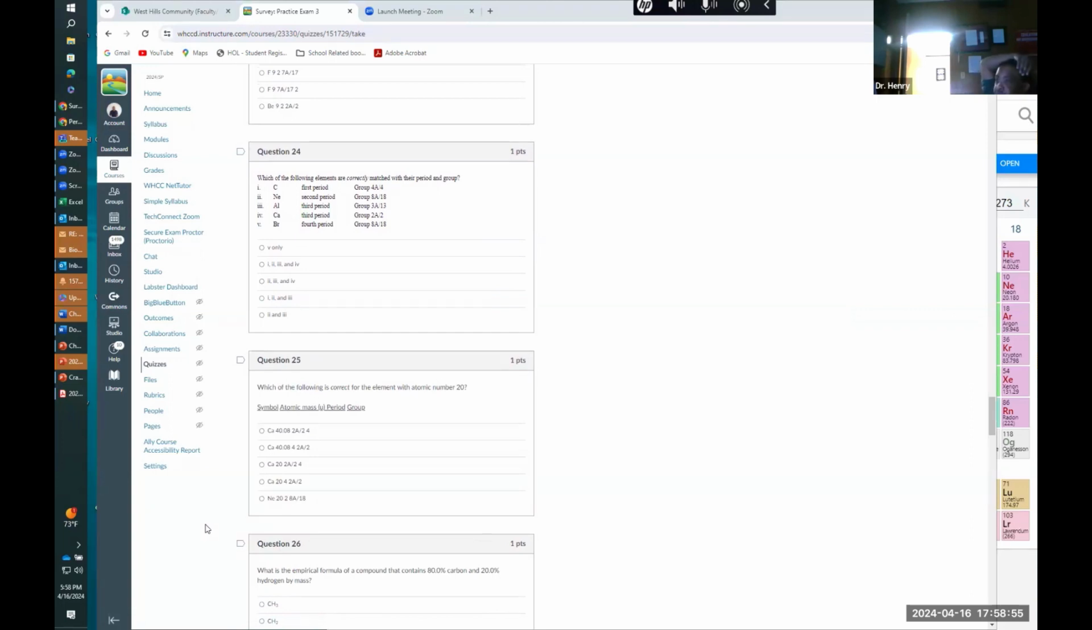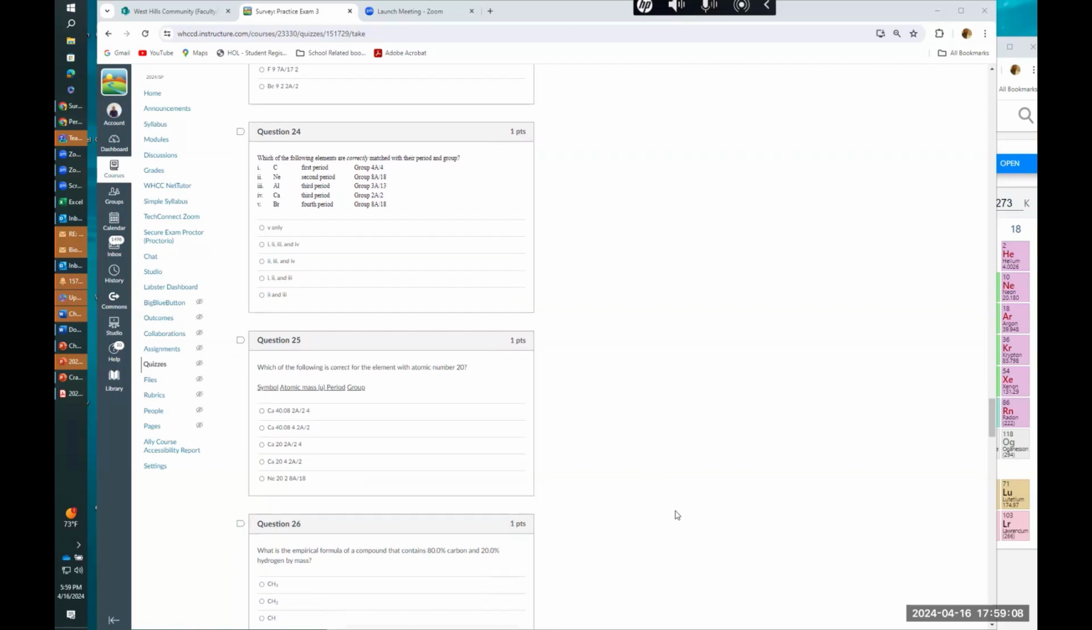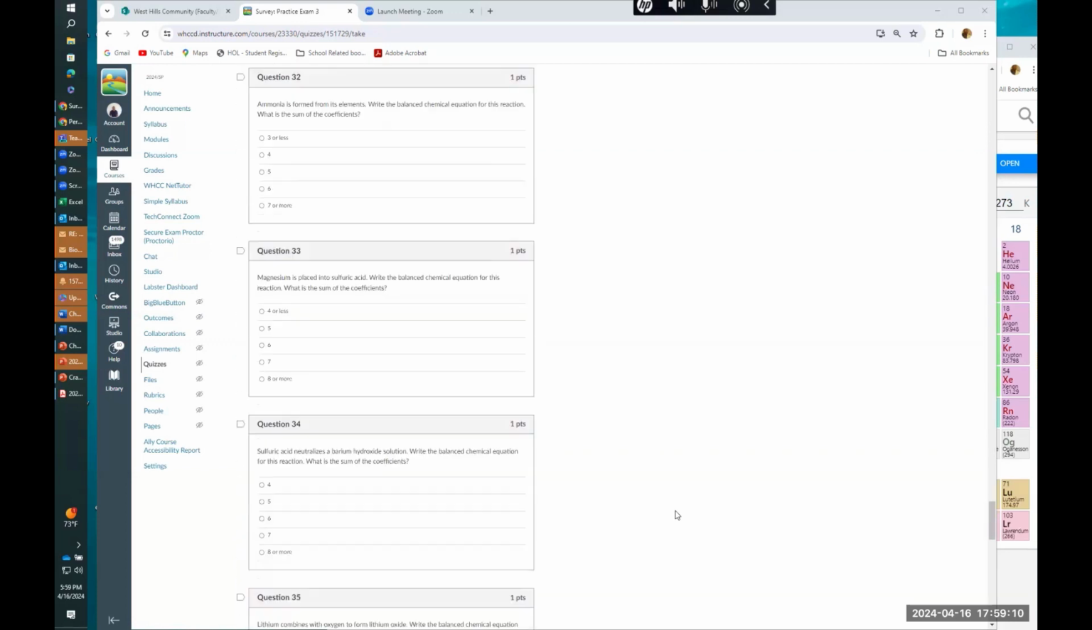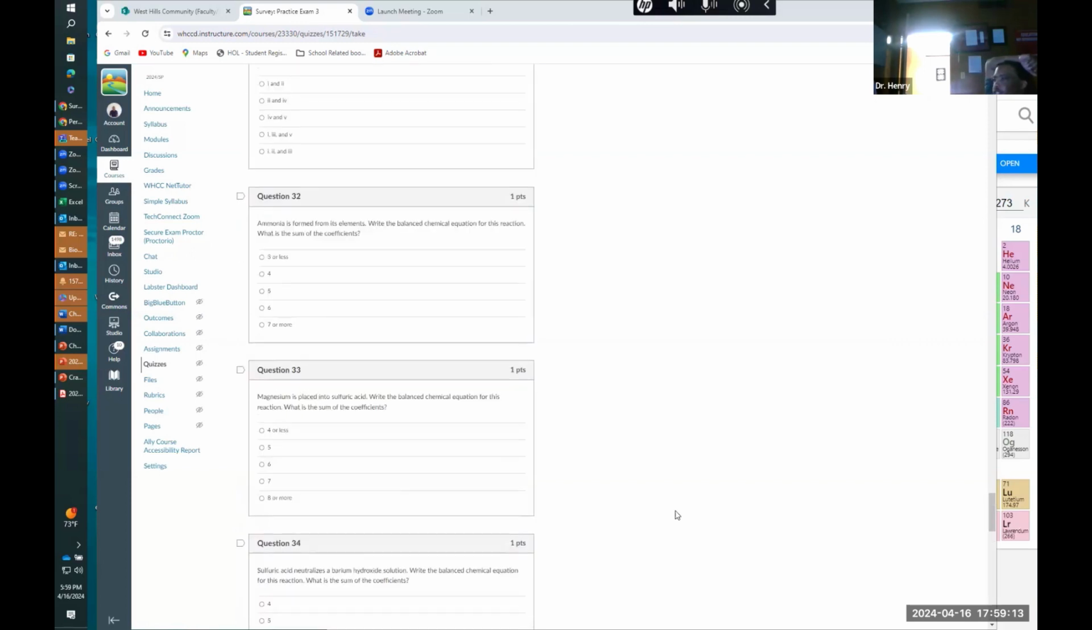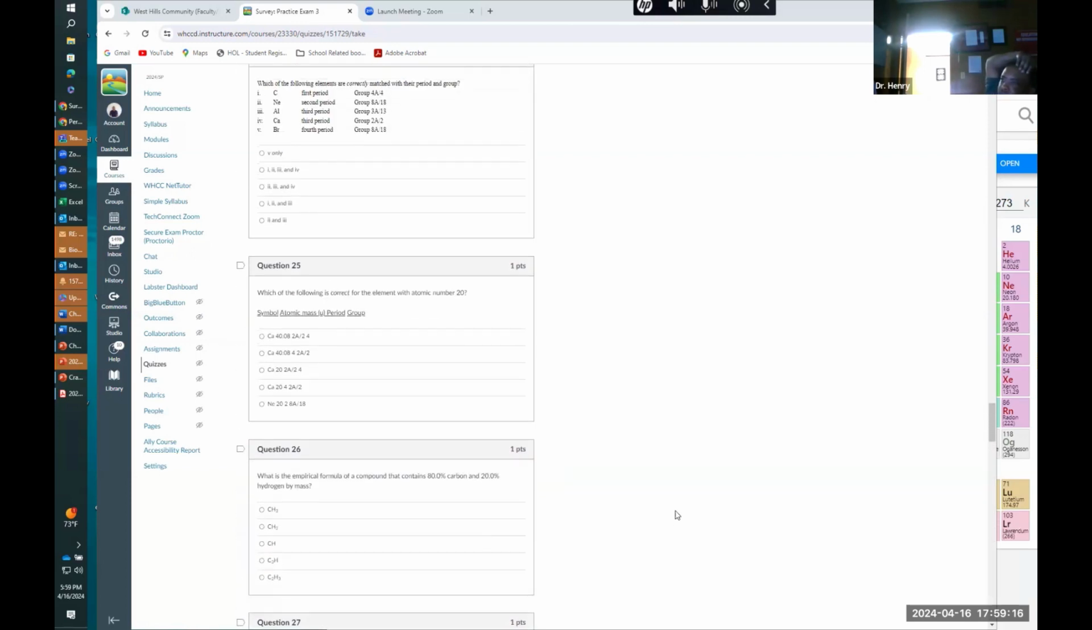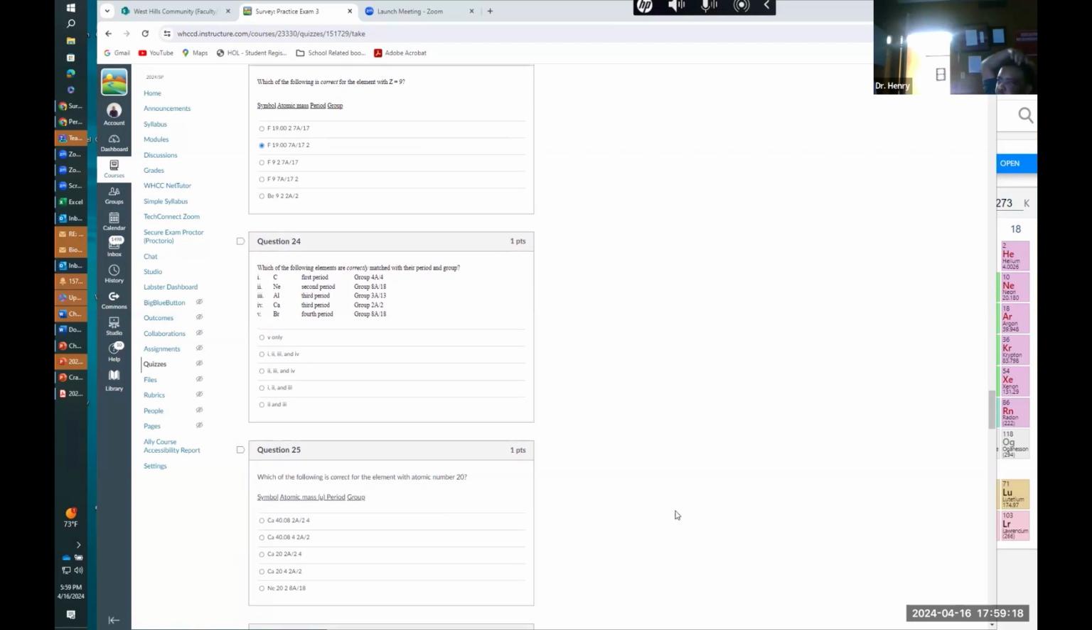Okay, it says, which of the following elements correctly match with their period and group? Okay, C is not in the first period. And E is in the second period. 18.